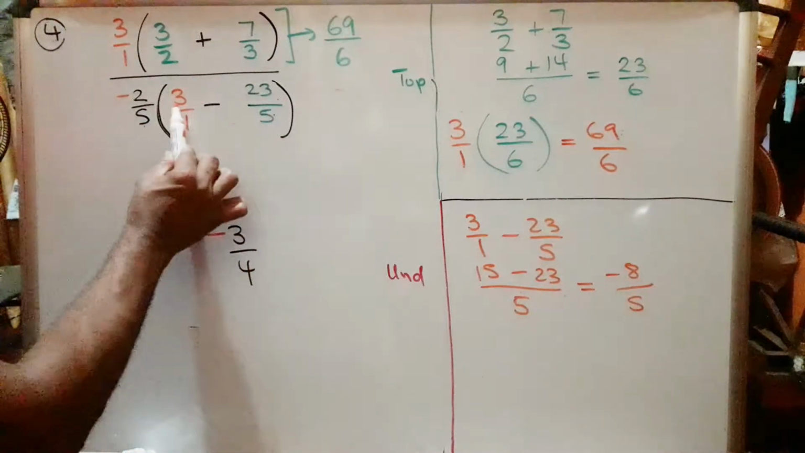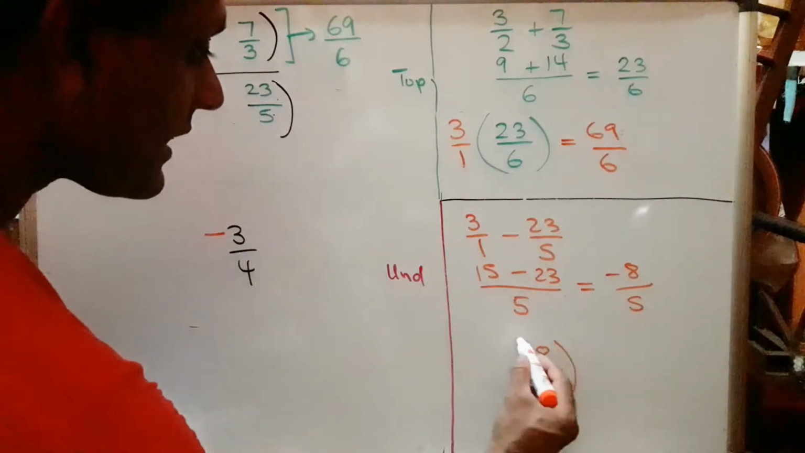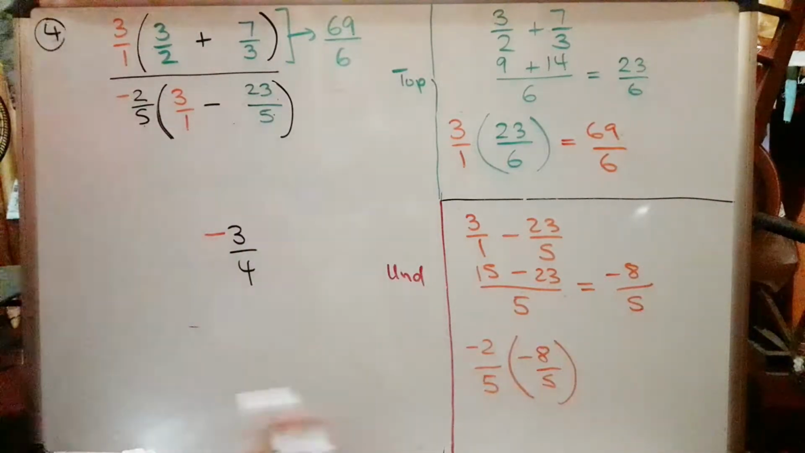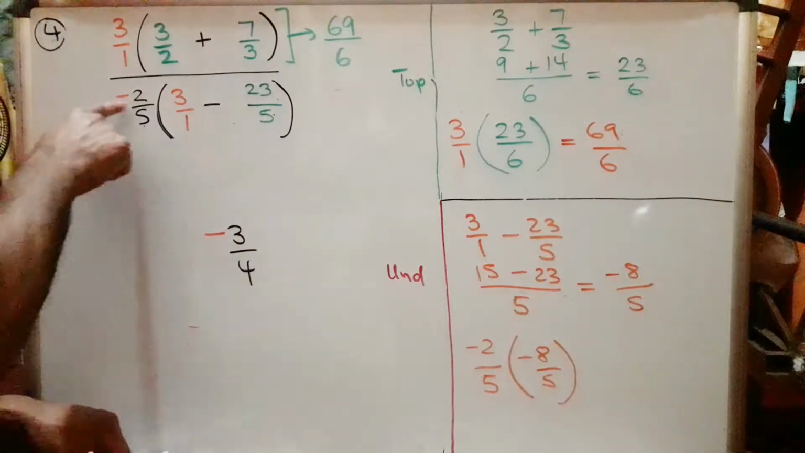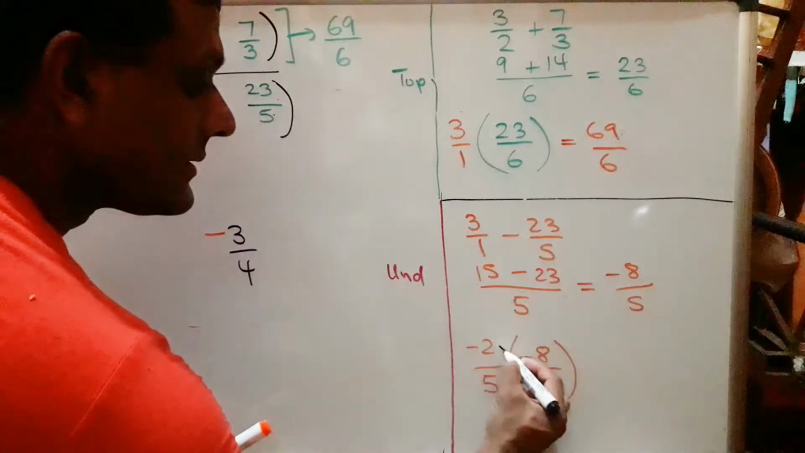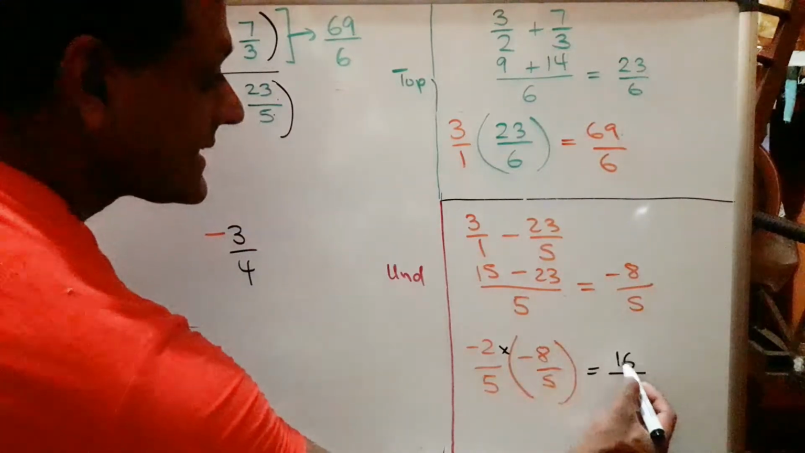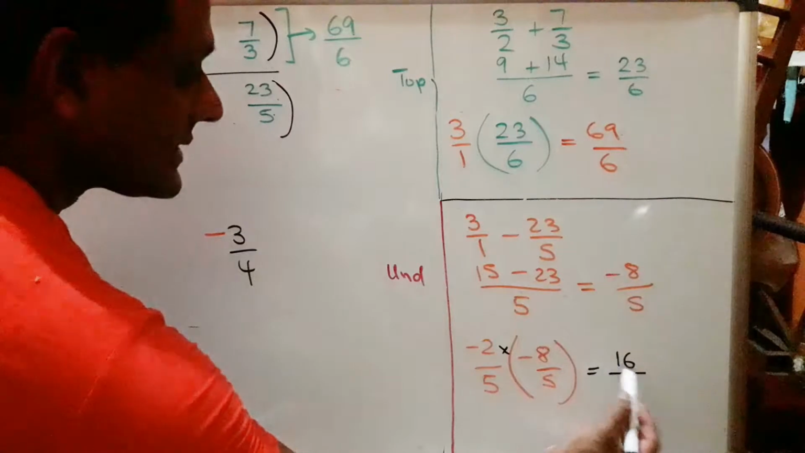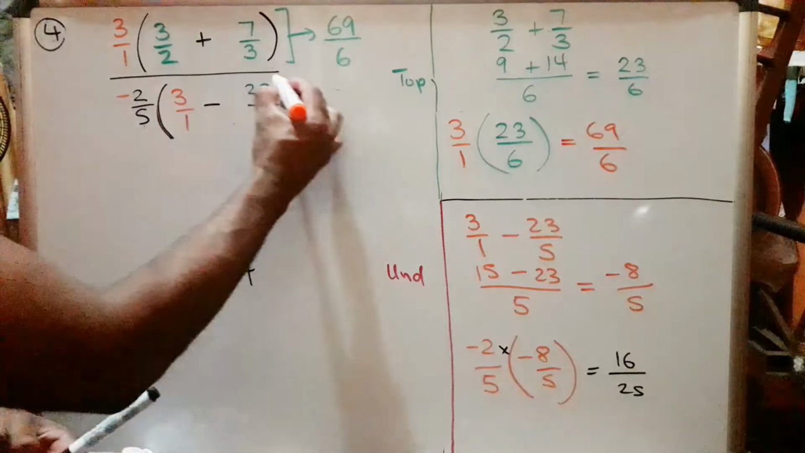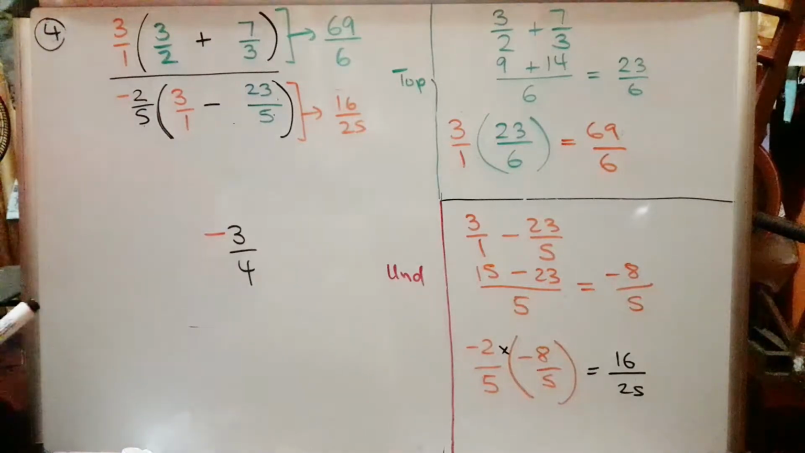So we still are not finished. We still have to take this, -8 on 5, and multiply it by -2 on 5. Notice the minus sign is on top. So when we're multiplying, it's the top for the top, the underneath for the underneath. I'll do the signs after. 2 by 8 is 16. 2 negatives make a positive. I'm not going to put the positive. And 5 by 5 is 25. So when we work out the whole underneath, we get 16 divided by 25.